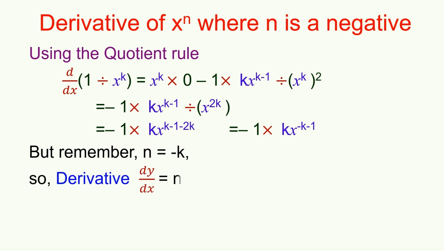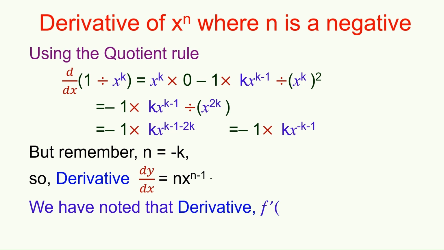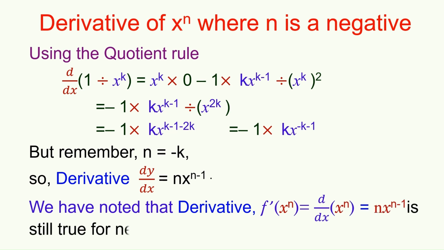But remember, n equals minus k. So the derivative d/dx of x to the power of n equals n x to the power of n minus 1. We have noted that the derivative f'(x) equals d/dx x to the power of n equals n x to the power of n minus 1 is still true for negative integers.